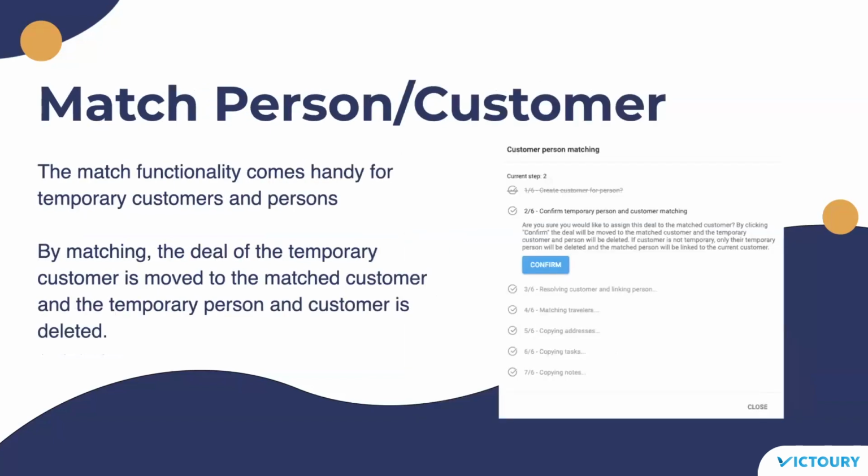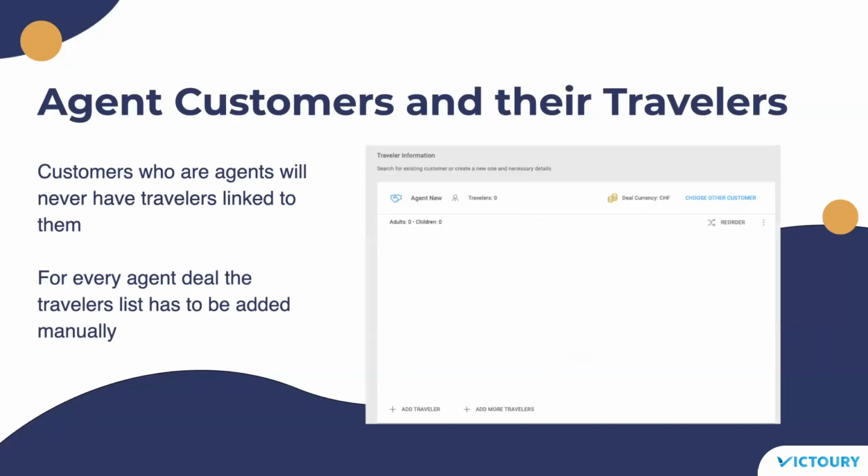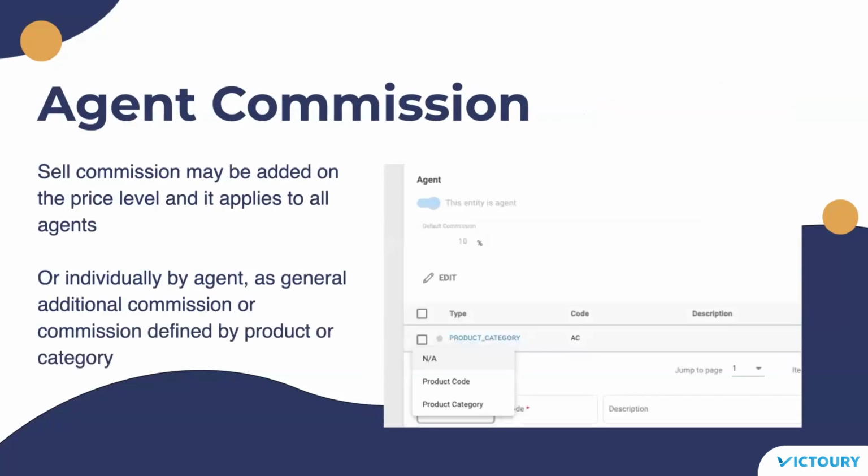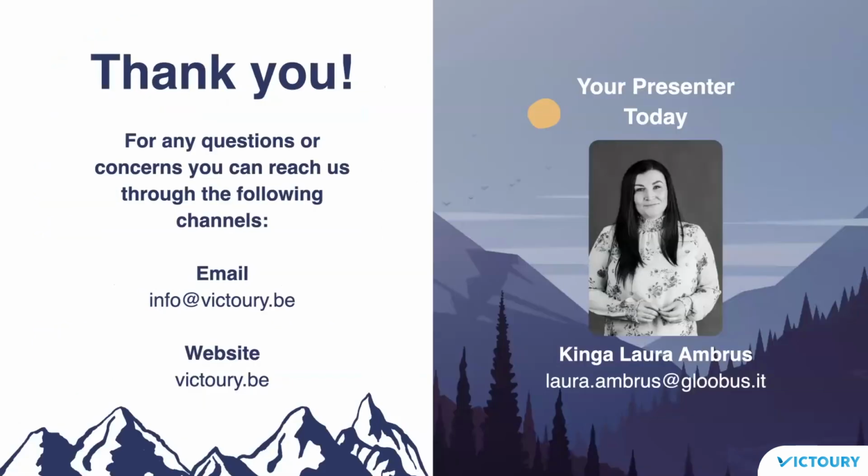You will be seeing the matching of persons and customers, which comes as an aid if you are using a website which is creating a deal, lead, or offer in Victoury. And last but not least, we will be talking about agent customers and their travelers, and of course about agent commission and how to handle it. And as a last presentation screenshot, the contact details. We will be answering some questions, of course, at the end of the webinar as usual.